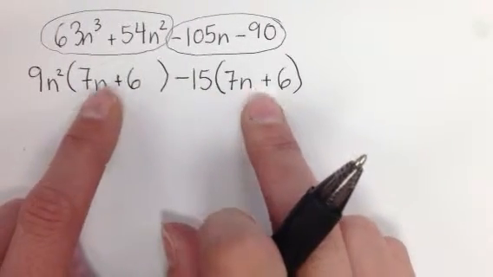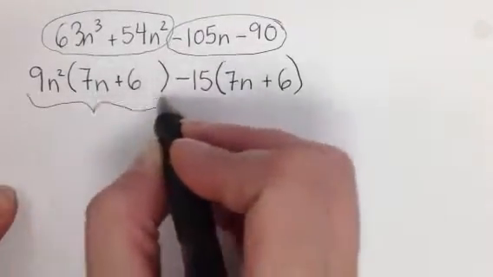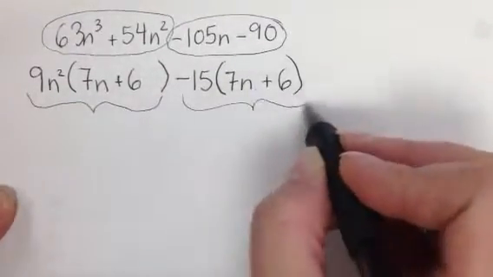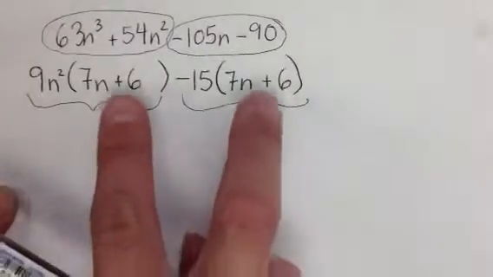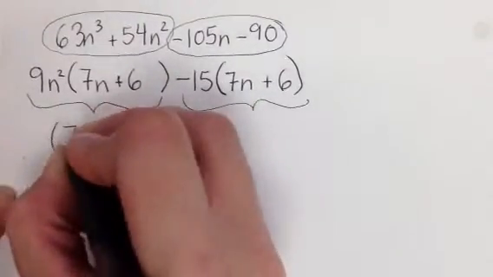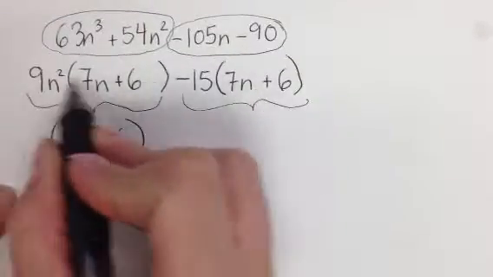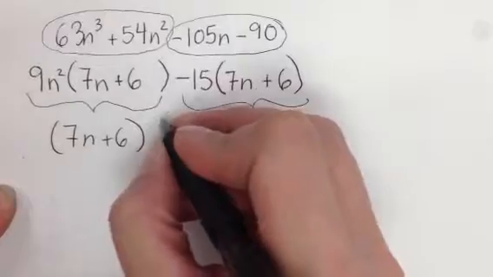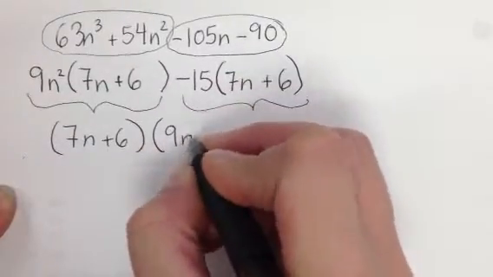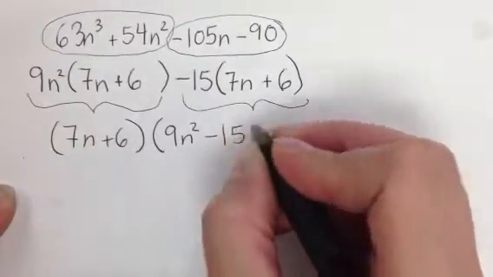Okay, now that these two terms are the same, remember what I'm doing is this is one big fat term and this is one big fat term. And now what I'm doing is dividing them both by this common binomial. So I'm going to take out that 7n plus 6, and in the first term that leaves me with the 9n squared. And the second term it leaves me with the negative 15.